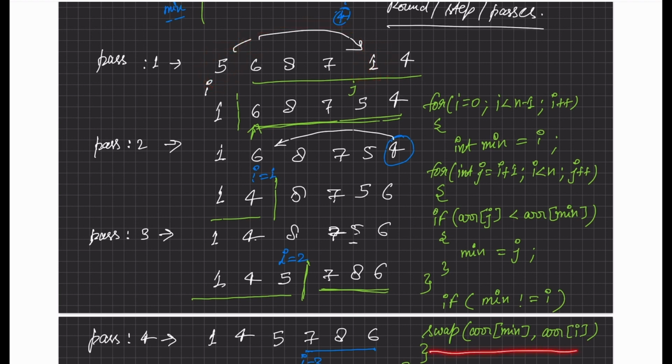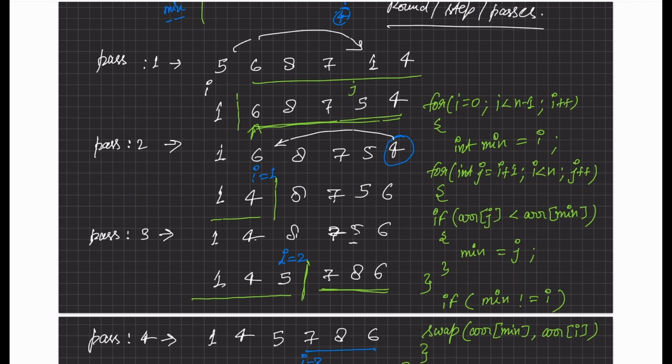We are performing the last step, which says that we are going to swap ARR of minimum with ARR of I. Now this ARR of minimum is J; initially it was I, now it has been changed to J. So after performing pass one, we have this result. We have swapped this value with 5. 5 has been shifted to this position and every element is at its own position.